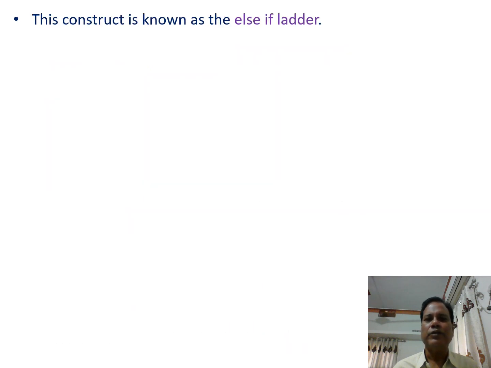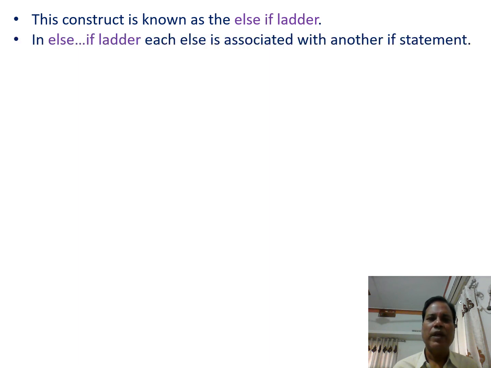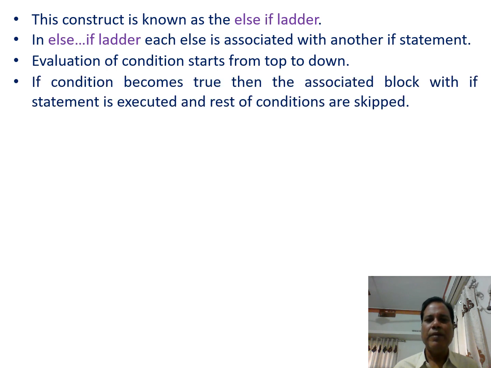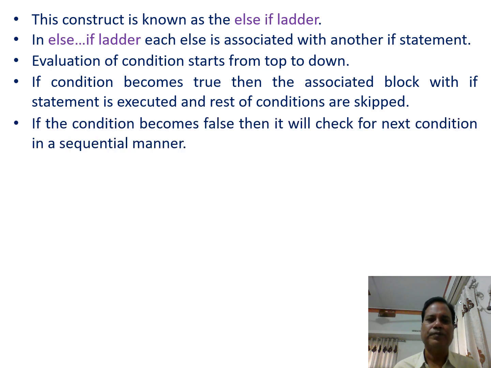This construct is known as the else if ladder. In an else if ladder, each else is associated with another if statement. Evaluation of conditions starts from top to down. If a condition becomes true, then the block associated with that if statement is executed and the rest of the conditions are skipped.